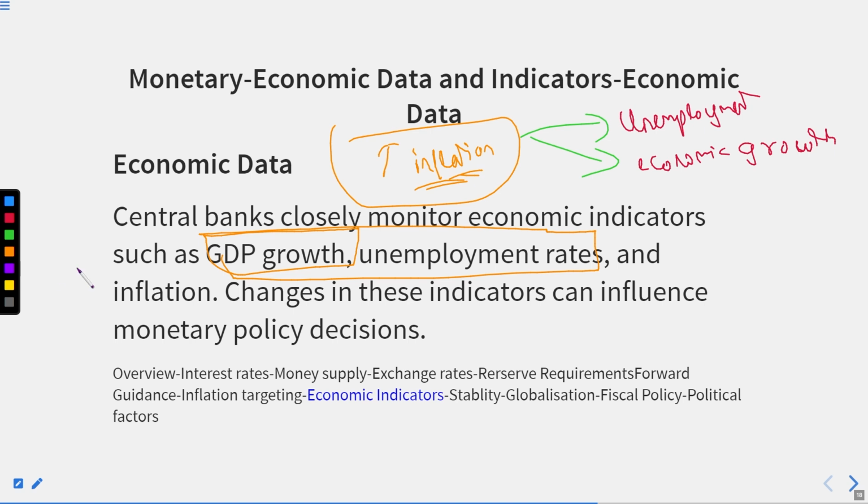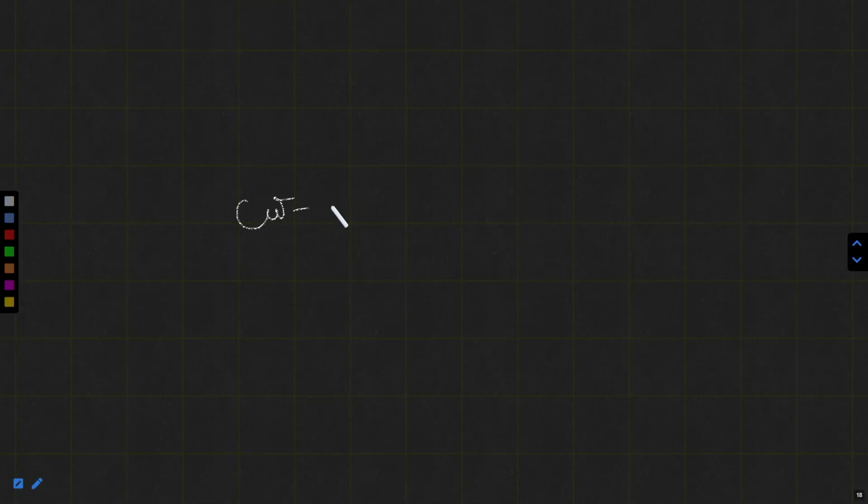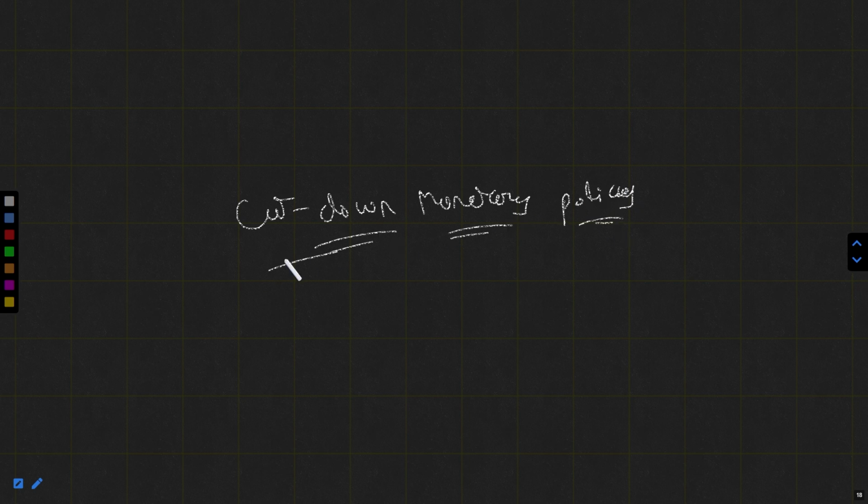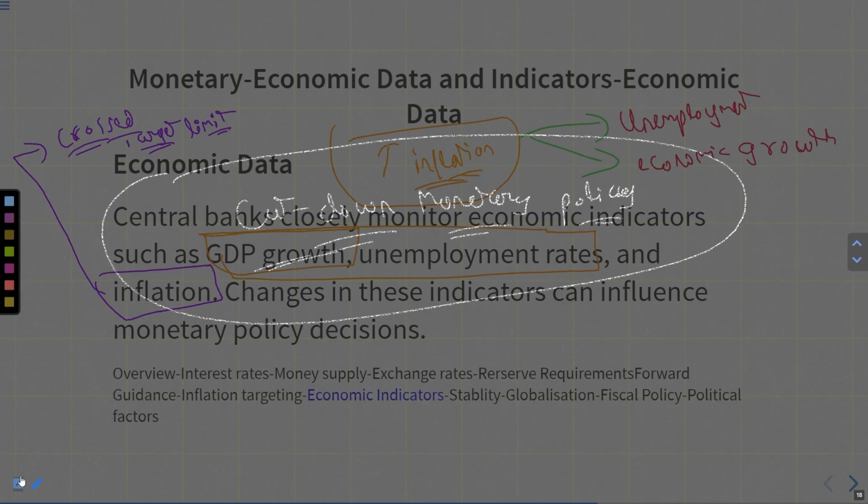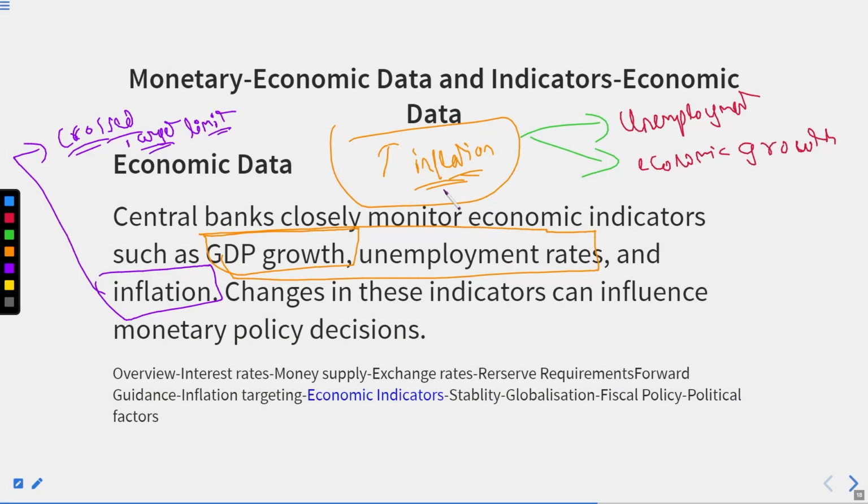But if there is high inflation, it means that it has crossed the target limit. Then what will happen? Generally, the central banks apply a cut-down monetary policy. It means they will cut down the money supply. In case of the other one, they will increase the money supply.